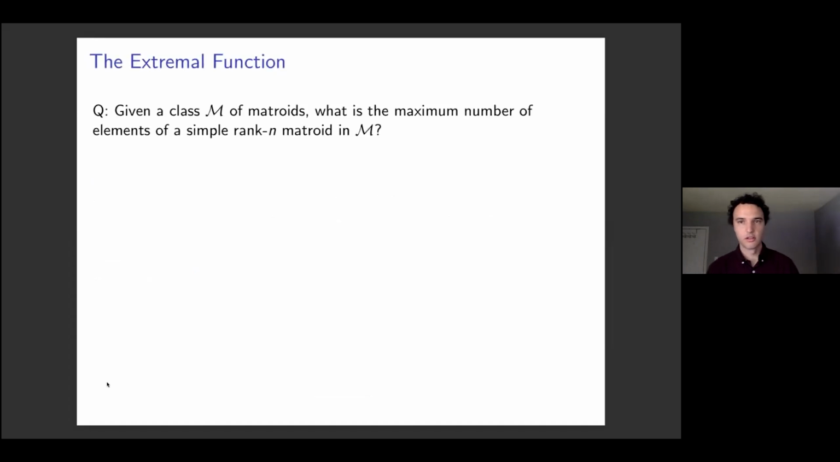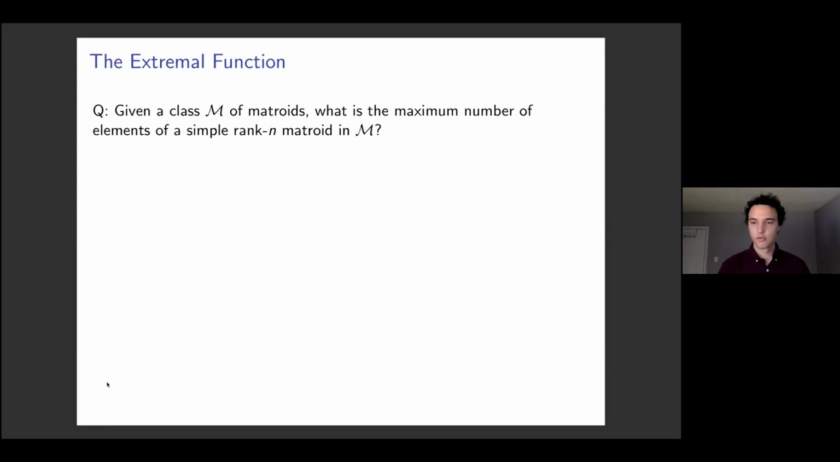So I'll start with the following natural question. Given a class M of matroids, what is the maximum number of elements of a simple rank n matroid in the class M? So an answer to this question provides some important information about this class, and maybe that information could be useful as well.